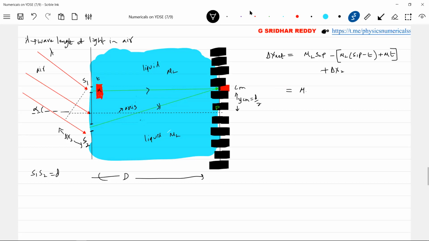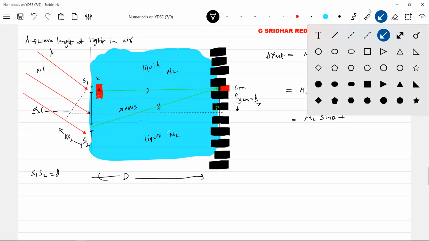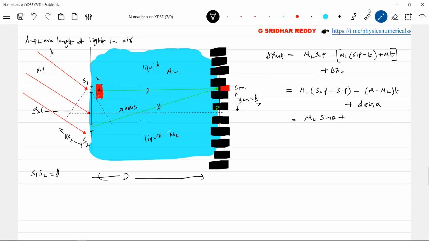Now this should be equal to, one more step, mu L times S2P minus S1P, minus mu L T, plus small d sine alpha. I think I'm right, small d sine alpha. This S2P minus S1P will become d sine theta. Let me indicate theta here. Some of you are asking what theta is. This is theta, and this is our alpha.